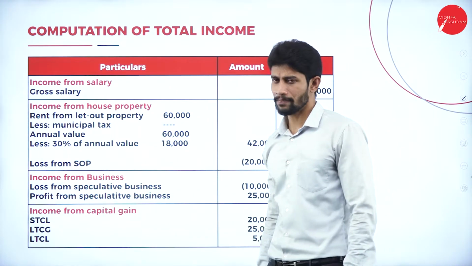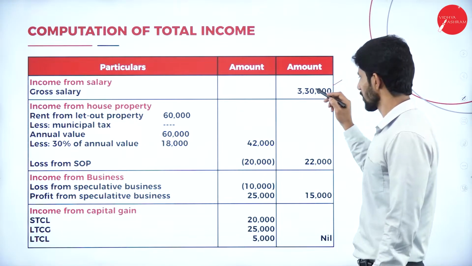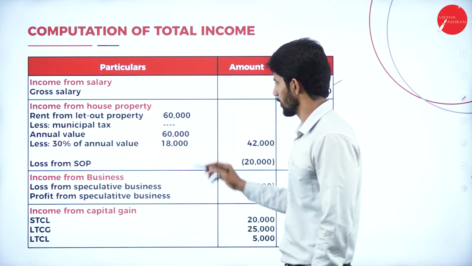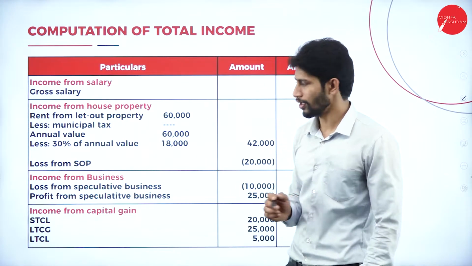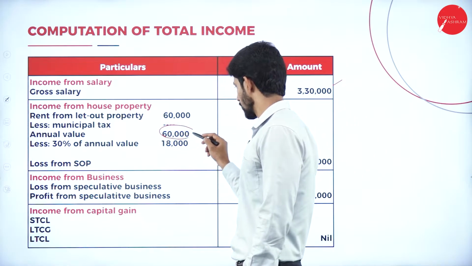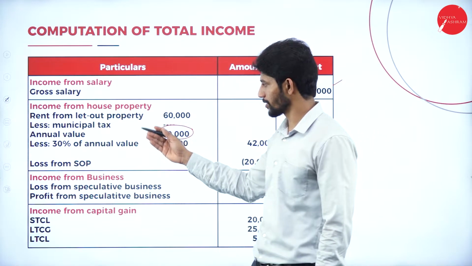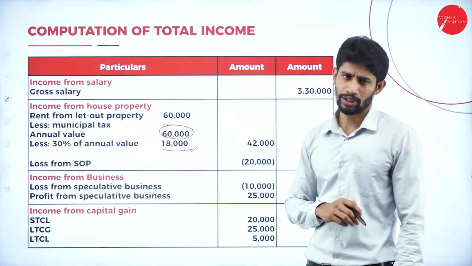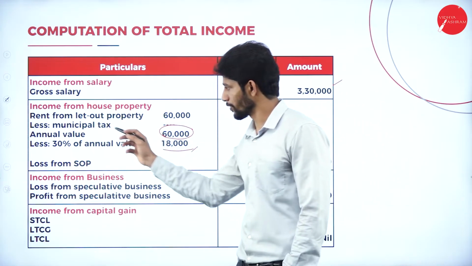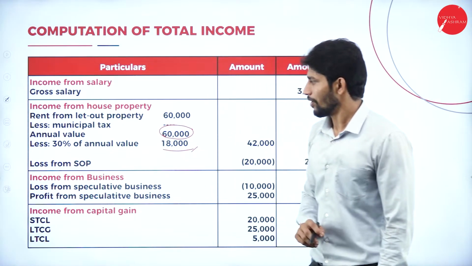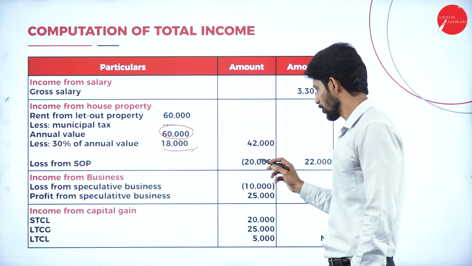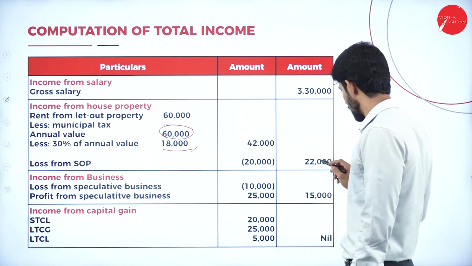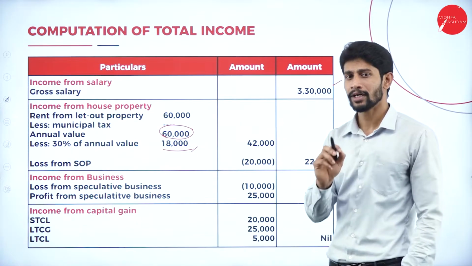So income from salary, gross salary. What is the salary given in the problem? 3,30,000. Income from house property, rent from let out property, 60,000 we are receiving. Municipal tax is not given, so let us consider the 60,000 only as annual value. Less 30% of annual value, 18,000. Balance 42,000. So profit from let out property. Loss from self-occupied property, what is the value? 20,000. So set off this 20,000 loss from the profit of 42,000. The balance you will get is 22,000. So 22,000 is income from house property.